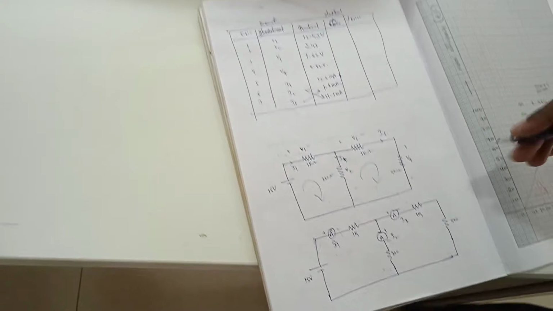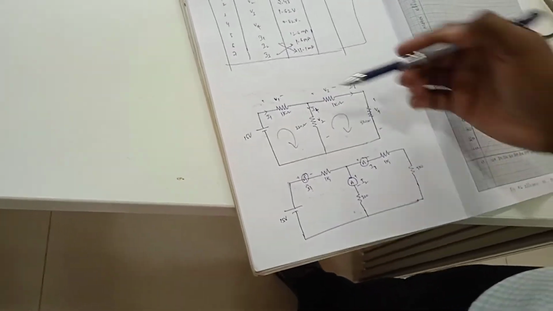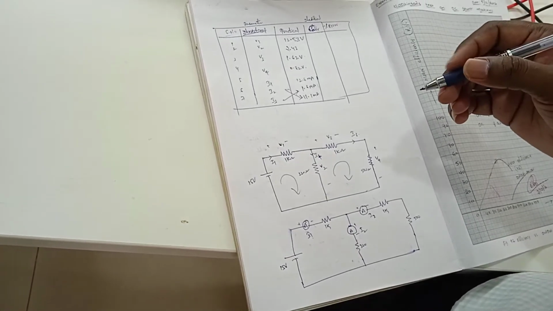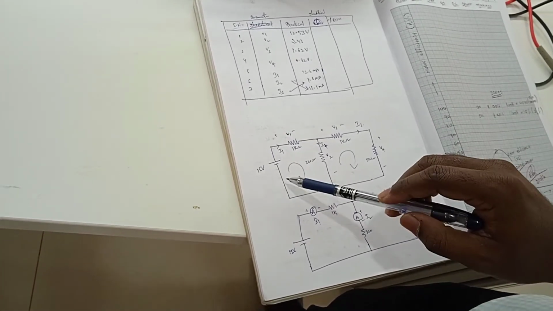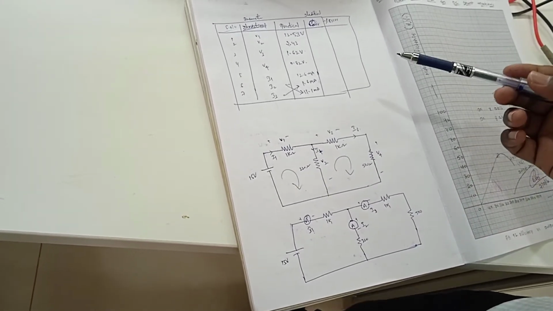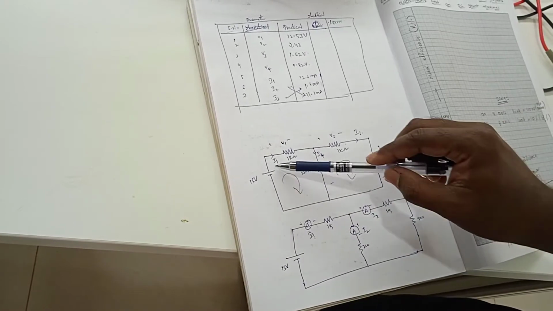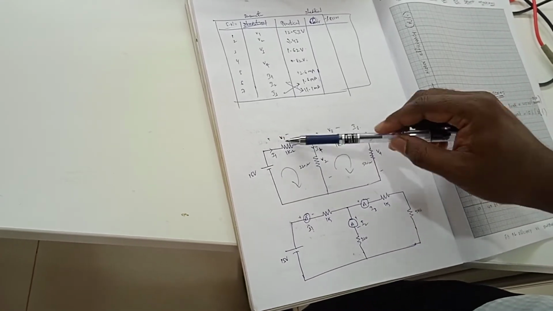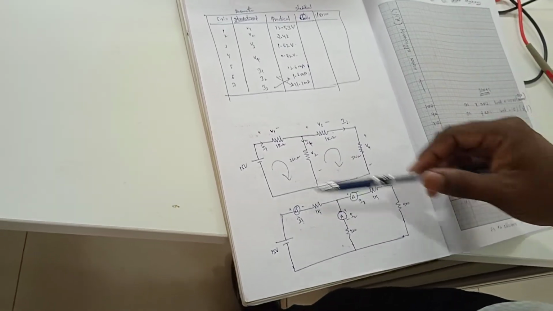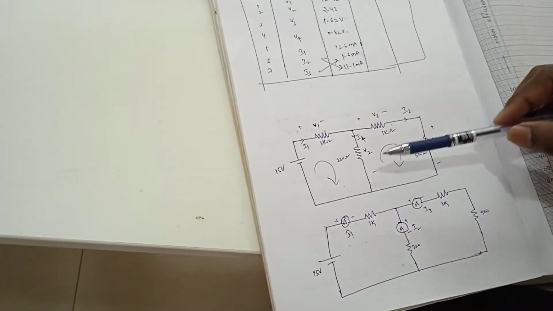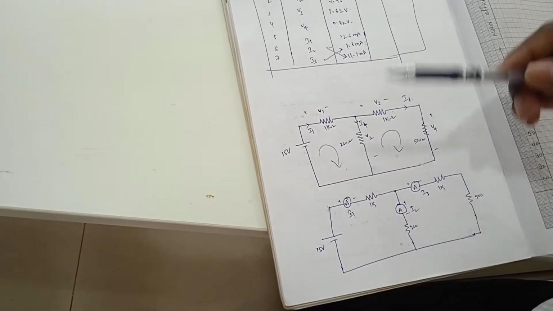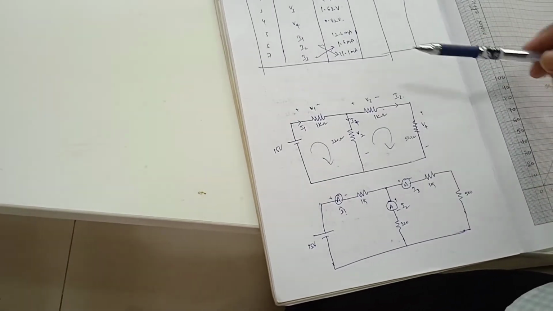Okay, so the next experiment is Tellegen's theorem. Tellegen's theorem means the total algebraic power in a circuit is 0. So you have to find the powers across all the elements, and sum all the powers, then you should get 0. The source delivers power, and the resistors absorb power. So you take the absorbed power as positive, and the delivered power as negative, so that the total sum is 0.